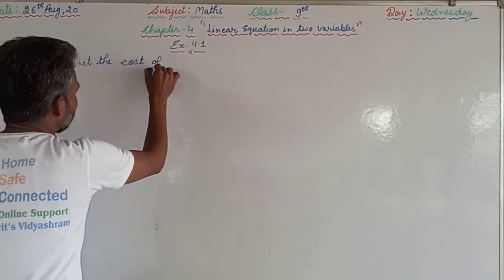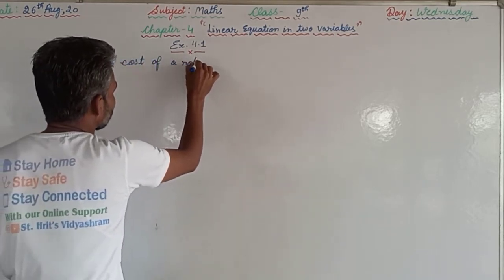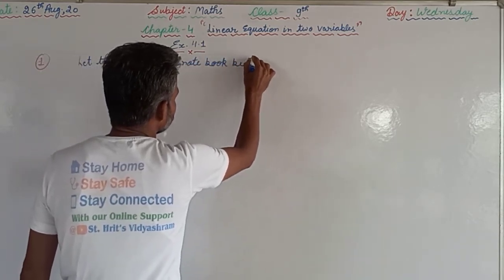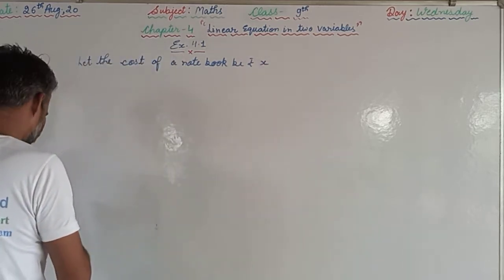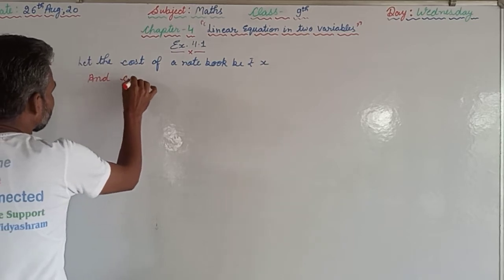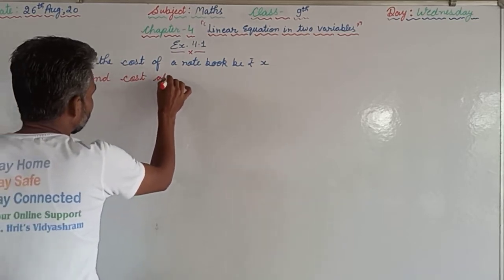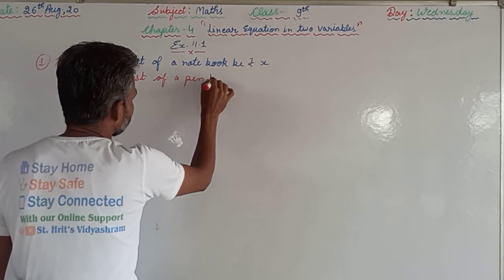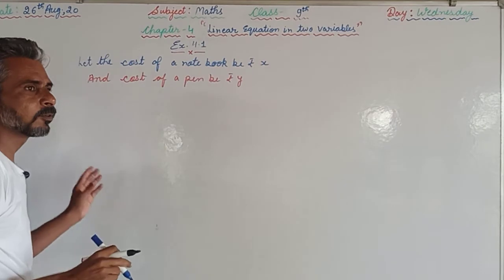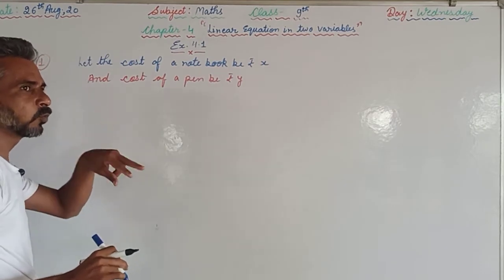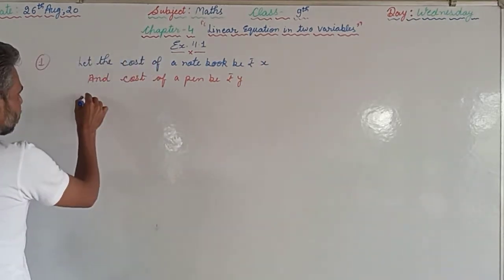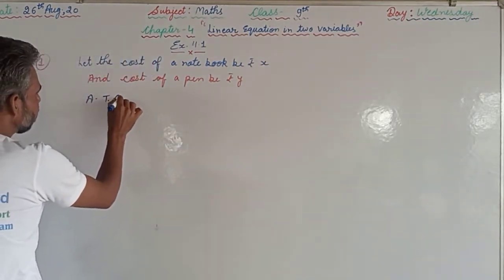Let the cost of a notebook be rupees x, and the cost of a pen be rupees y. We are taking x and y because we are supposed to formulate the linear equation in two variables. So already we have taken two variables, that is x and y. Then according to the question, what is given in the question?